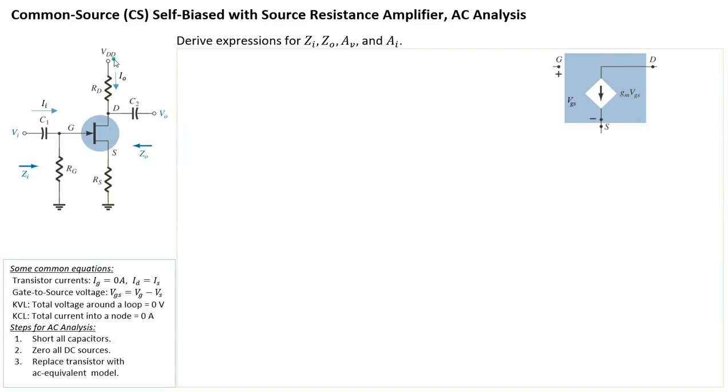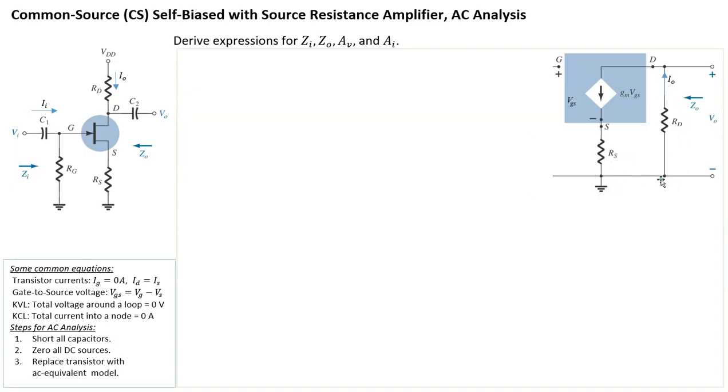VDD is going to become 0 volts, which means it's going to be grounded. That means the top part of RD is going to end up at ground. The other part is connected to the drain. And VO is also directly connected to the drain once C2 becomes a short. On the source side, RS will simply connect from source down to ground. So let's have a look. You have RD between drain and ground. This is the ground part. And you have RS between source and ground. Everything else remains. So VO is where it should be.